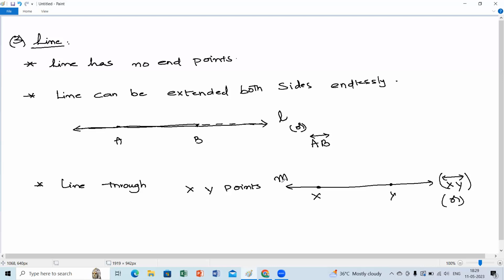Ma'am, for the lines, can we write capital letters like line D? Let me write that point also. It is denoted with lowercase alphabets.